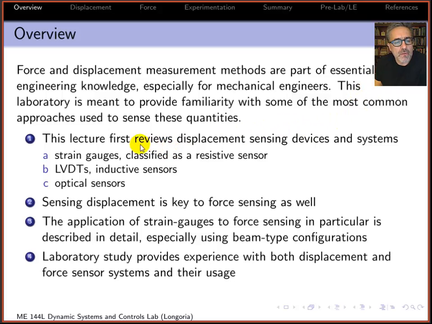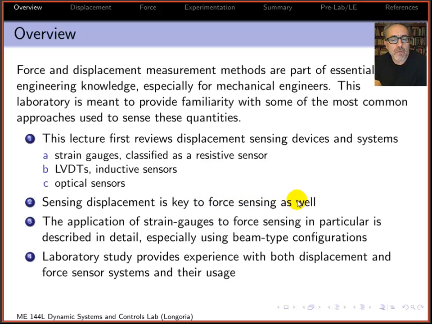So what we're going to do first, at least in this lecture, is talk about displacement sensing devices. Strain gauges in particular are important. We'll also talk about LVDTs, which are an inductive type of sensor, and also another type of non-contact sensor that we'll use, which is a laser displacement sensor, an optical type sensor. It turns out sensing displacement is important, especially because it's central to how we design most of our force sensors.